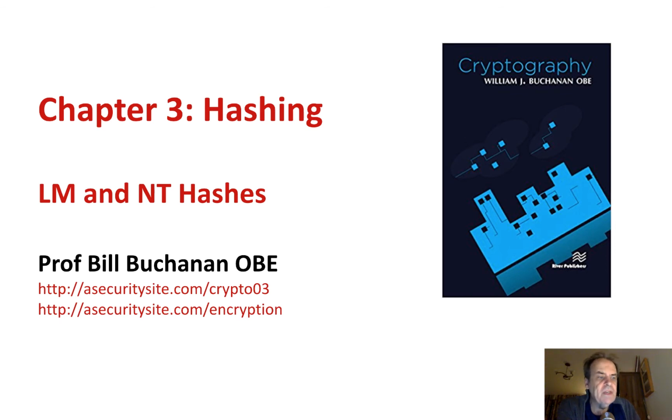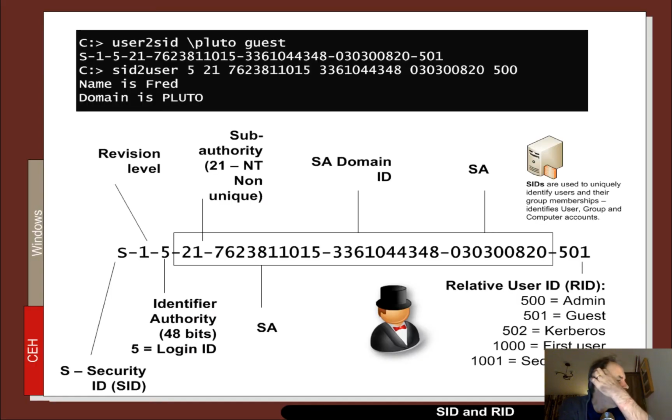In Windows systems, we often use LM and NT hashes. So each Windows machine is identified with an SID that defines the domain ID here. And then we have a sub-authority. So this is a unique ID for the host. Then at the end, we get the user ID. 500 is admin, 1000 is the first user, and so on.